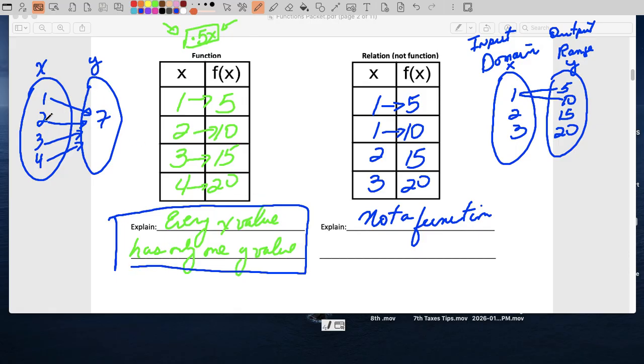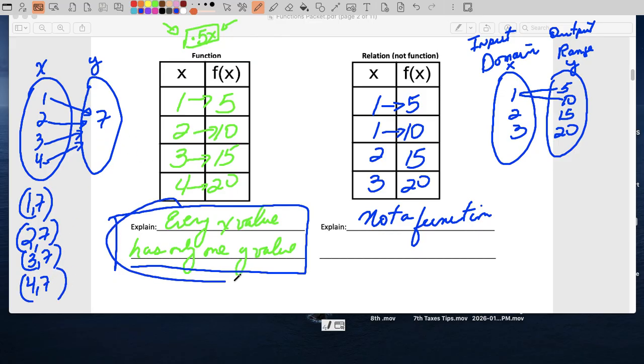So ignore everybody else. Just think about the 1. The 1 has one partner. The one partner is 7. Does the 1 partner with anybody else? No, it doesn't. The 2, who does it partner with? With 7. The 3 partners with 7. It doesn't matter that all the x values partner with the same y value, right?